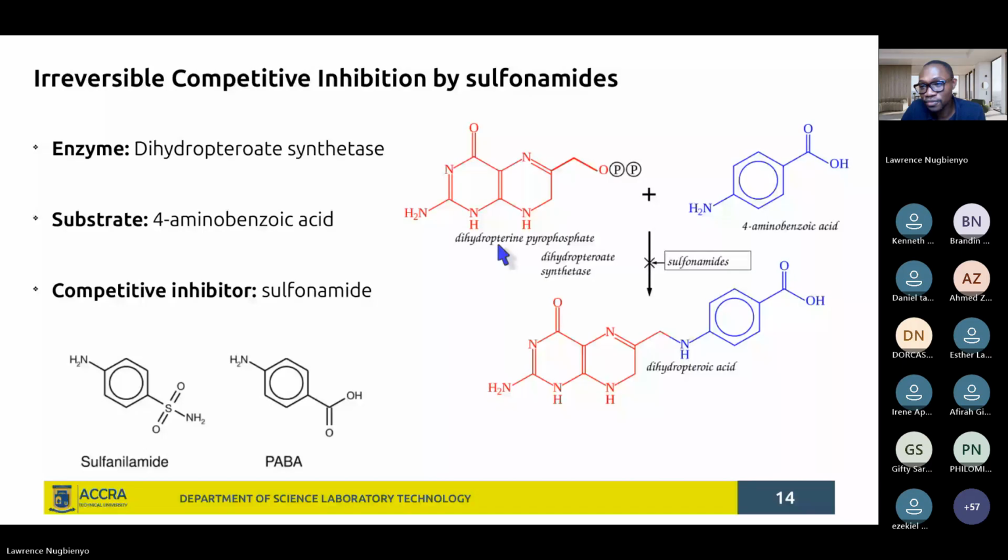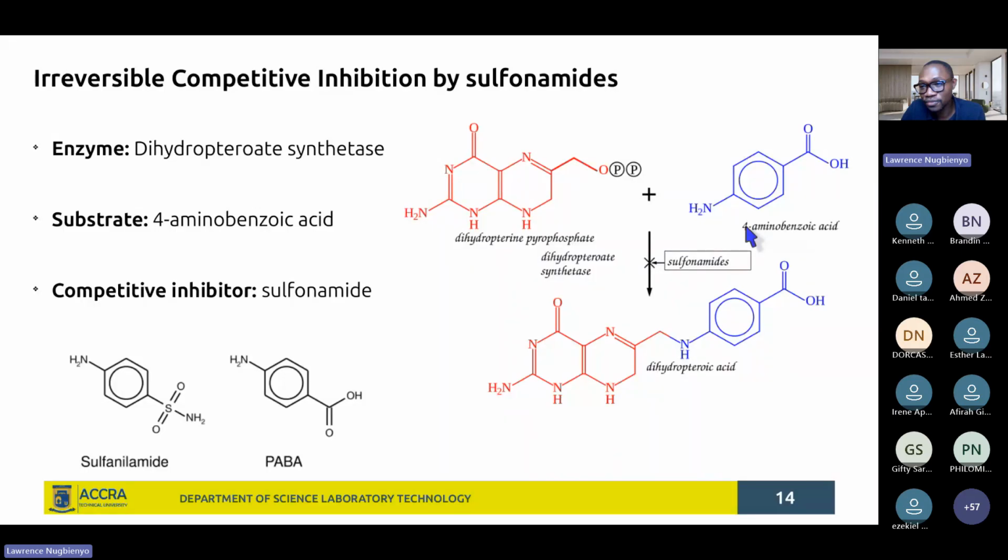Now, you see clearly, the enzyme which is being inhibited is dihydropteroate synthetase. What will be the substrate to that enzyme? The substrate to the enzyme is para-aminobenzoic acid, or 4-aminobenzoic acid. Now, if these sulfonamides are acting as competitive inhibitors, then they should have some structure which looks like the para-aminobenzoic acid.